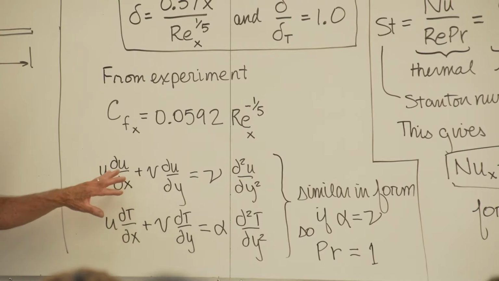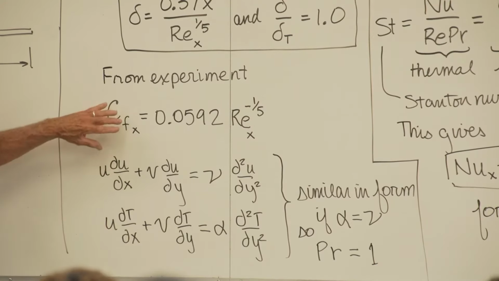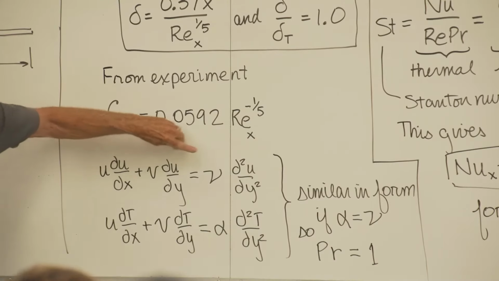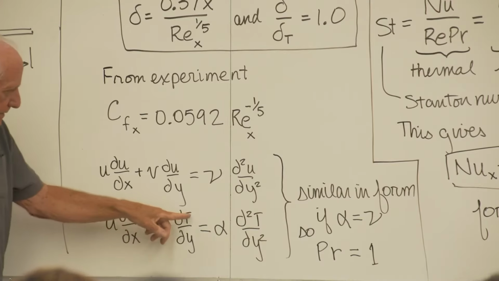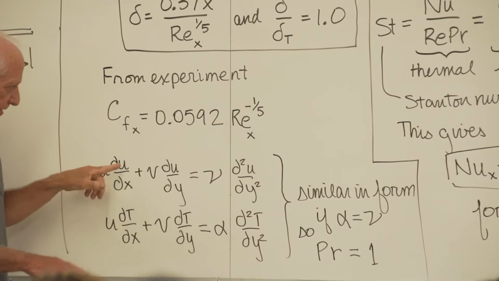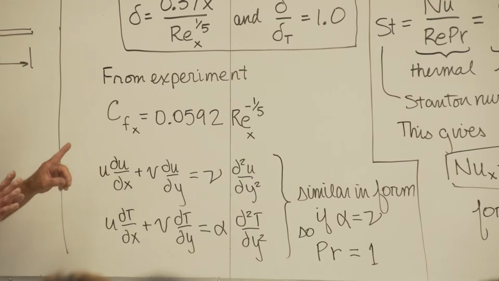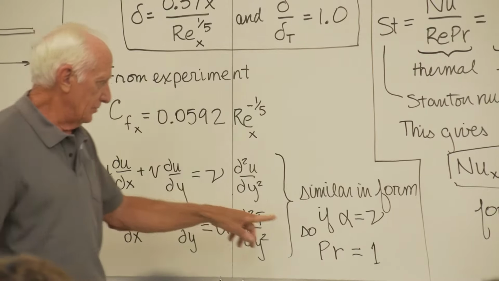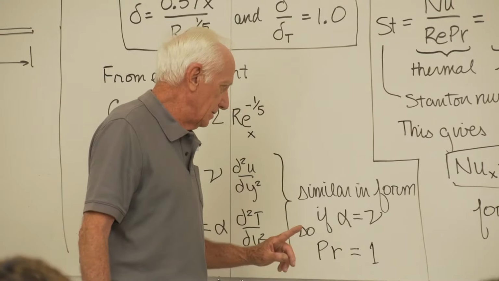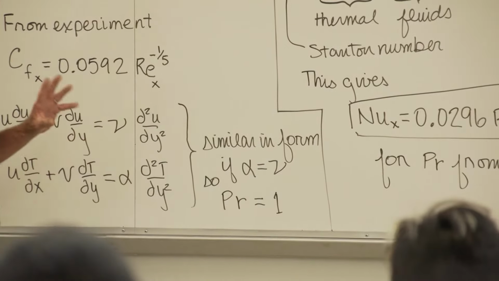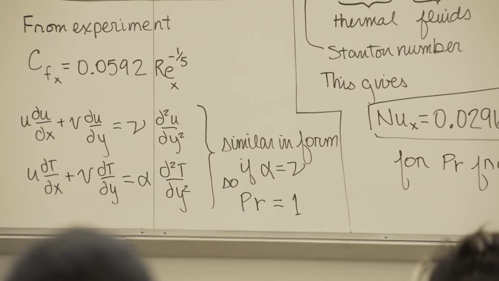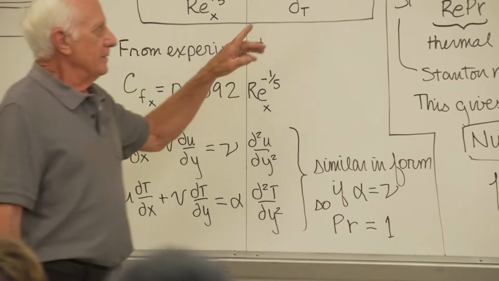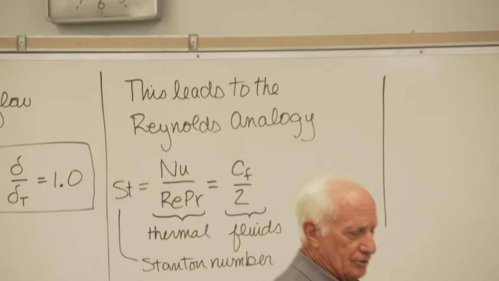These two equations are very similar, except the one in velocity has u, u, u, temperature T, T, T. They're very similar. Just replace the u by a T. And especially similar if alpha equals nu, thermal diffusivity and kinematic viscosity. If that's true, the Prandtl number is equal to 1, since the Prandtl number is a ratio of those two. So these two equations look extremely similar for Prandtl number equal to 1. That leads to something called the Reynolds analogy.